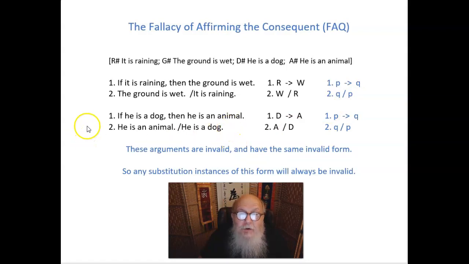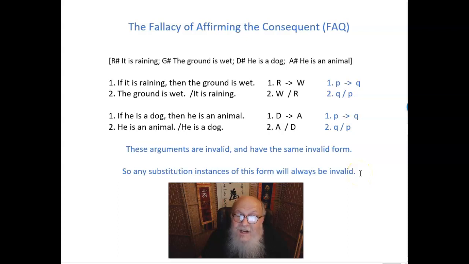Consider another example. If he's a dog, then he's an animal. He is an animal. Therefore, he is a dog. If D, then A. A, therefore D. Which gives us the form, if P, then Q. Q, therefore P. Now, these arguments are invalid and have the same invalid form. And again, in just a few weeks, you'll learn how to prove that it's invalid. But for right now, you just have to take my word for it.